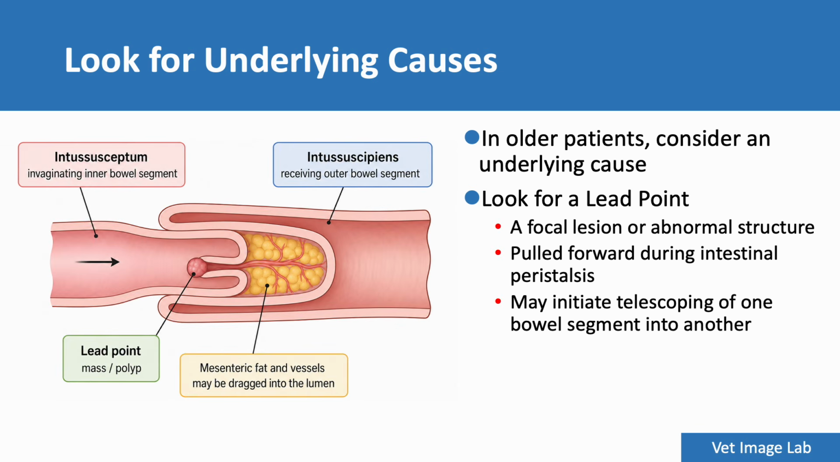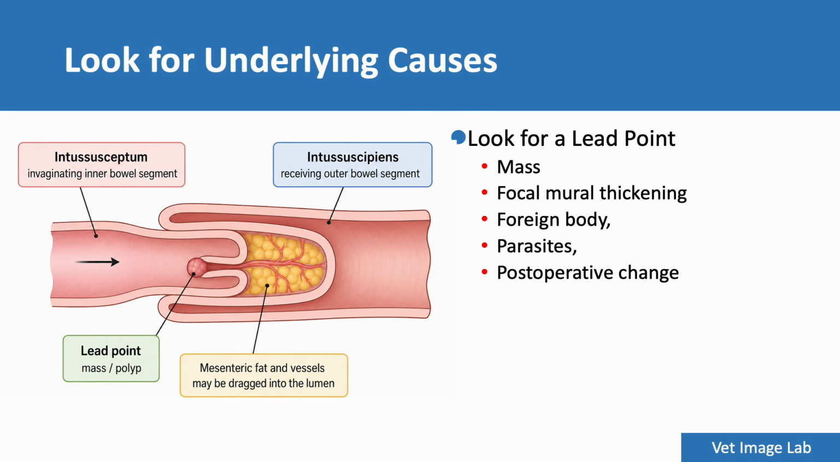Intussusception can occur in older dogs, but it is uncommon. So, when it develops suddenly in an older dog or cat, we should think more carefully about an underlying structural cause. Sometimes there is a focal lesion or abnormal structure that is pulled forward during intestinal peristalsis. This focal abnormality can become the starting point for one bowel segment to telescope into another. This is called a lead point. Possible lead points include an intestinal mass, focal mural thickening, foreign body, parasites, or postoperative changes.